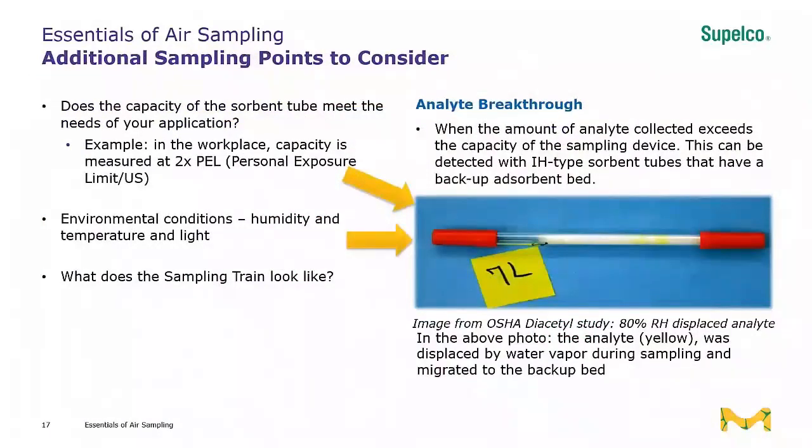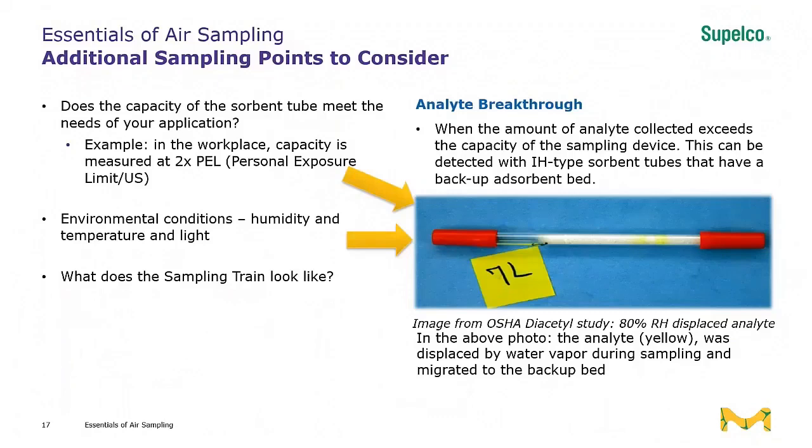When selecting an air sampling device, there are some additional points to consider. The first is, does the capacity of the device meet the needs of your application? For example, in the workplace, capacity as determined by US OSHA means the device must be able to measure at 2 times the personal exposure limit. Does the device you're selecting have that capacity that you need? Capacity can be affected by environmental conditions.